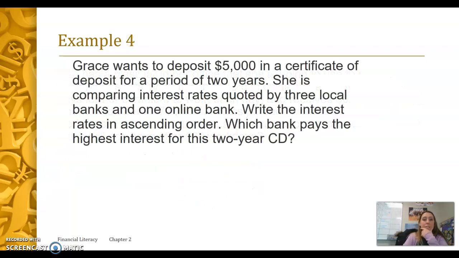All right, so now we are going to talk about how to convert. In our Delta Math, I had you converting decimals to fractions and fractions to percentages because we're going to do a lot of that.